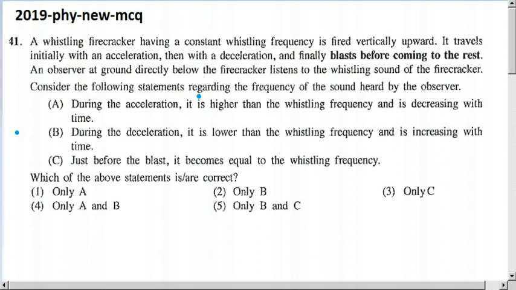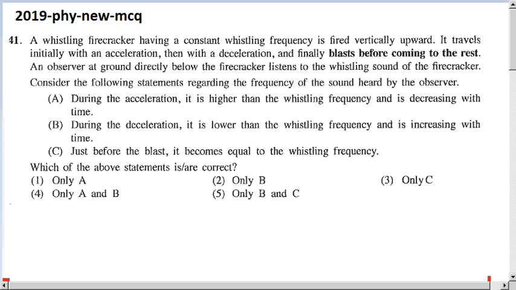Consider the following statements regarding the frequency of the sound heard by the observer. Statement A: during the acceleration it is higher than the whistling frequency and is decreasing with time. Statement B: during the deceleration it is lower than the whistling frequency and is increasing with time. Statement C: just before the blast it becomes equal to the whistling frequency. Which of the above statements is or are correct? Only A, only B, only C, only A and B, only B and C.